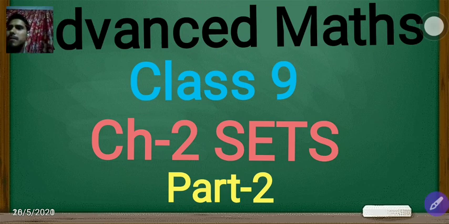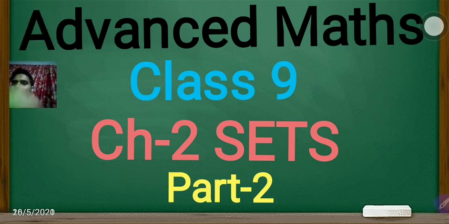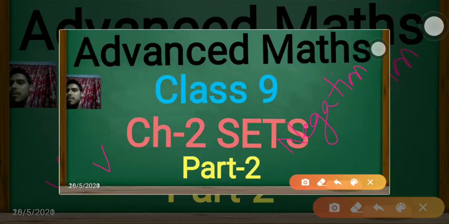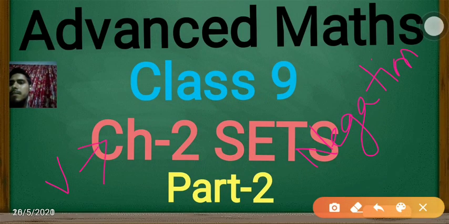So my dear students, this is the second part of our second chapter, sets. In our first chapter, we discussed three tables. First one is negation. After that, disjunction. After that, the opposite symbol, that one is conjunction. So these three tables we discussed in our previous class.